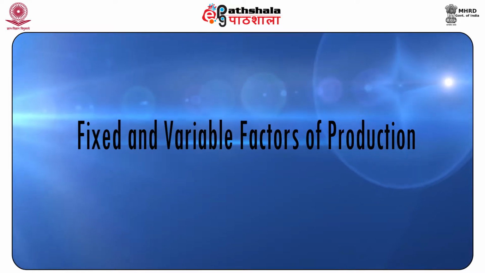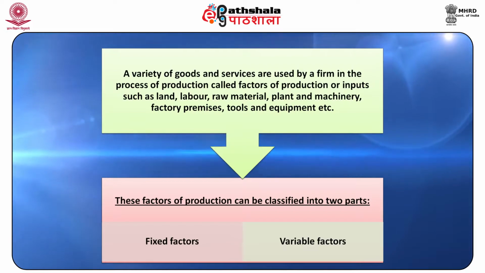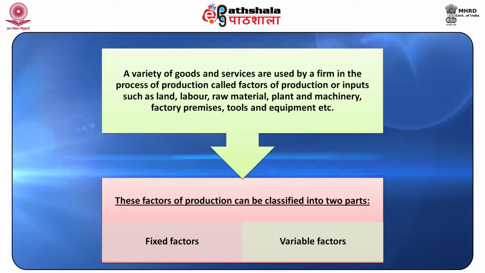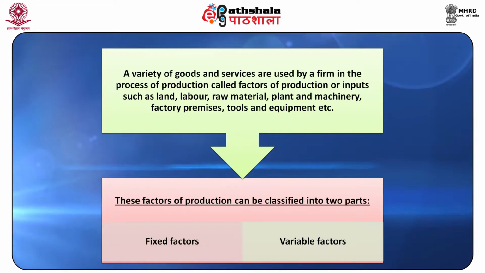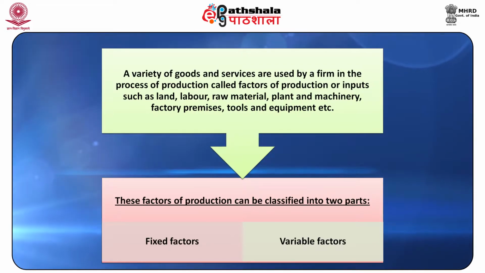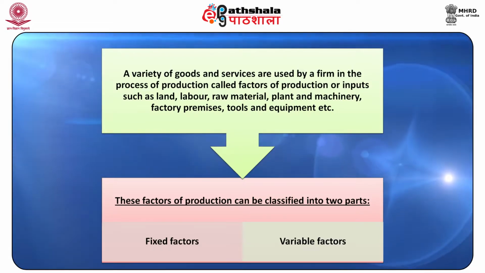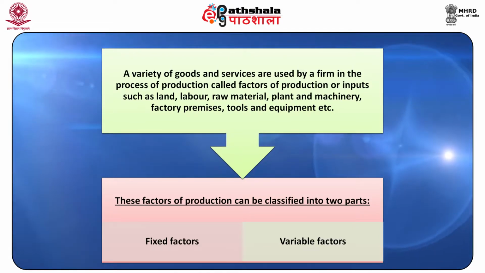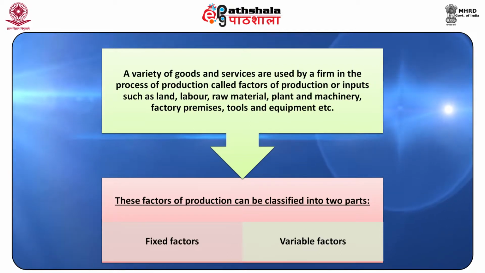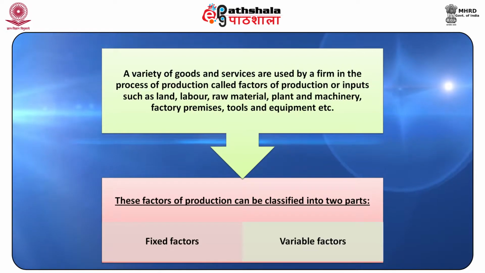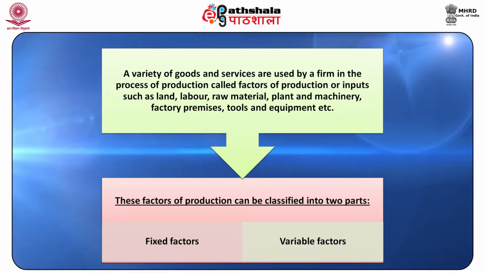Next, fixed and variable factors of production. A variety of goods and services are used by a firm in the process of production, called factors of production, or inputs, such as land, labor, raw material, plant and machinery, factory premises, tools and equipment, etc. These factors of production can be classified into two parts. First, fixed factors. Second, variable factors.